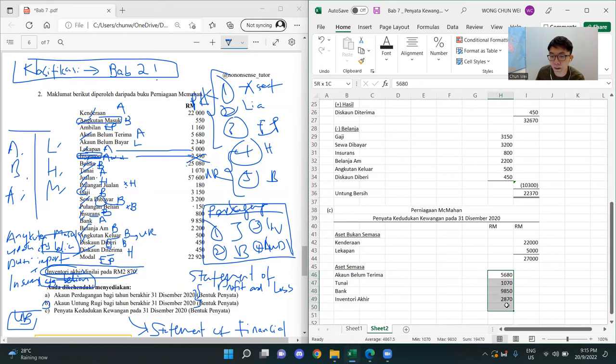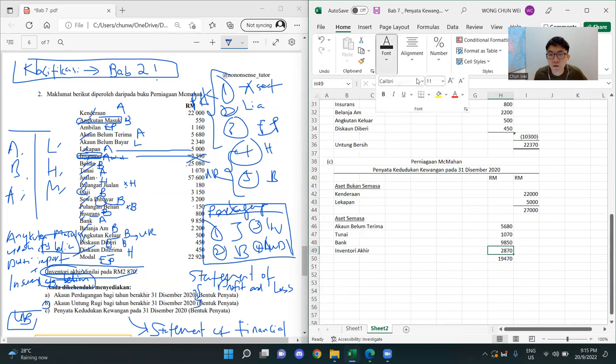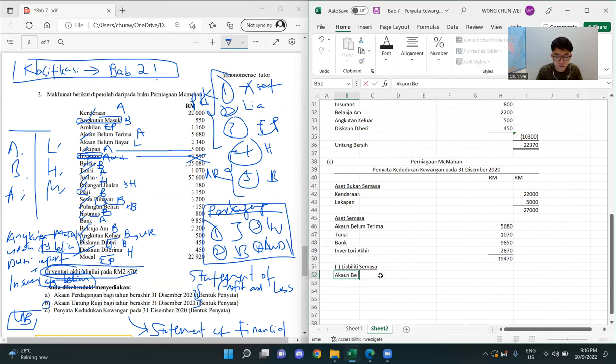So after you get out this figure, you tambahkan. You get 1940. Okay. So this is your jumlah aset semasa. After that, you have to minus your liability semasa. Your liability semasa, look at your L, your account belum bayar. Ada lagi dah? Ada L lagi dah? I rasa dah ada dah.